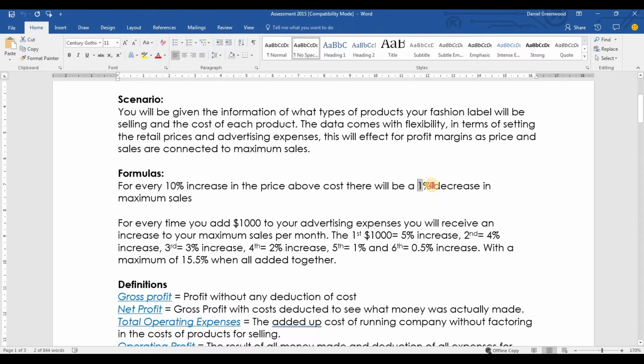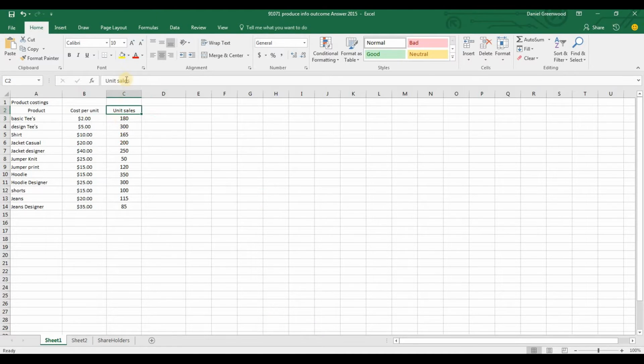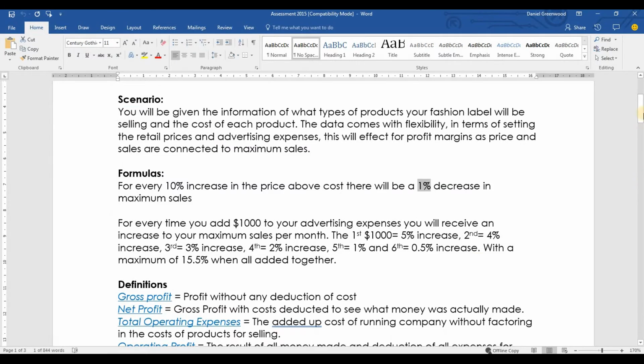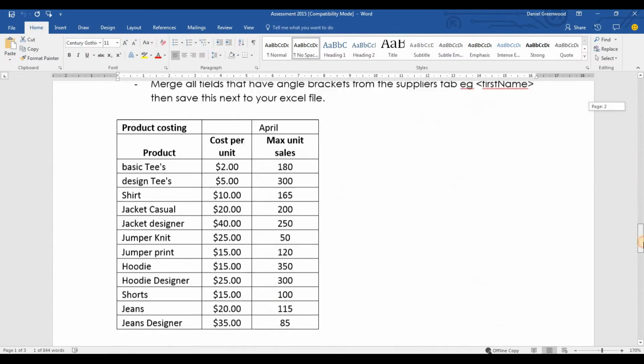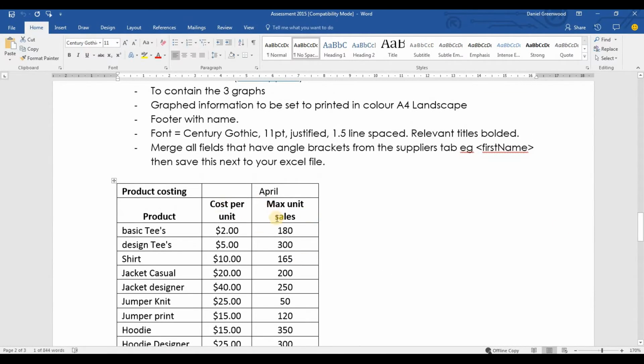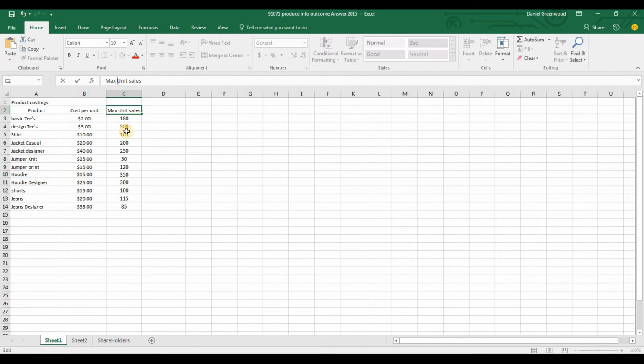And for every time you mark up in 10, these unit sales, or should I say max unit sales, which in the assessment, in the sheet, it does actually say maximum unit sales, means that they'll decrease by 1%. So if I was going to sell you a t-shirt for $2, most of you'd be like, yeah, I'll buy that, that's cheap. But as soon as it becomes like $10, there's people saying, no, I don't want that t-shirt, I'd rather buy something else for $10. Right.